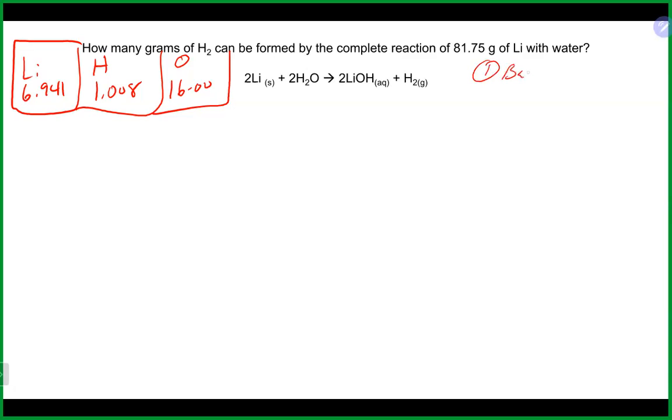Again, balance the equation, convert to moles, mole to mole.